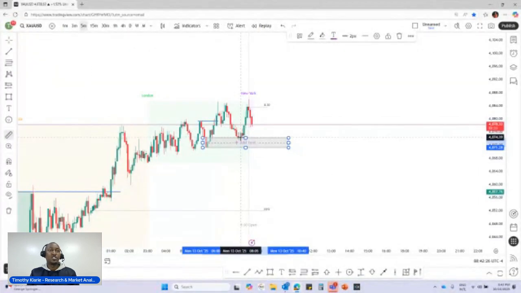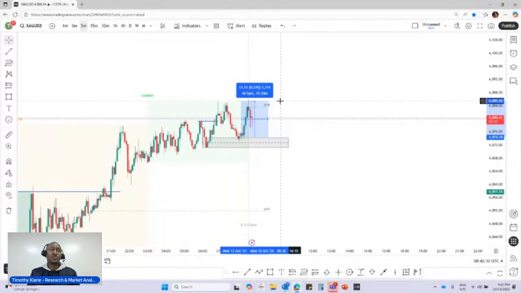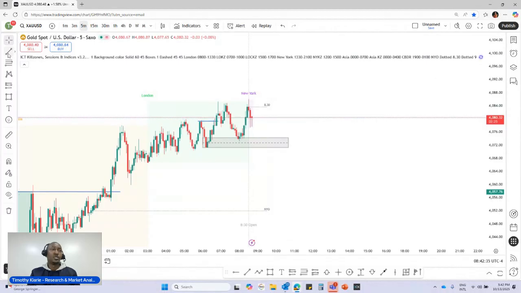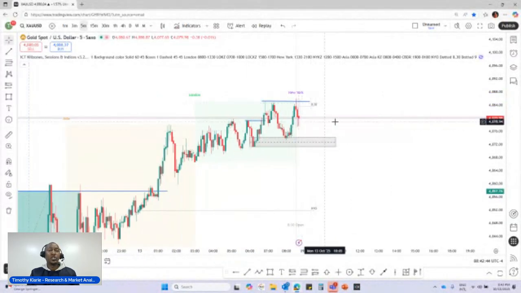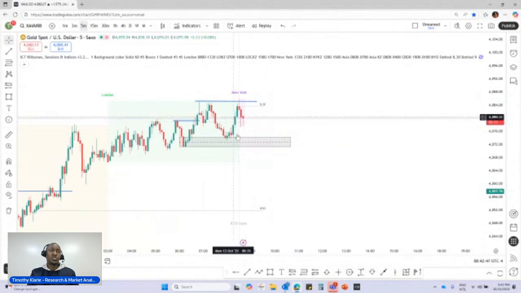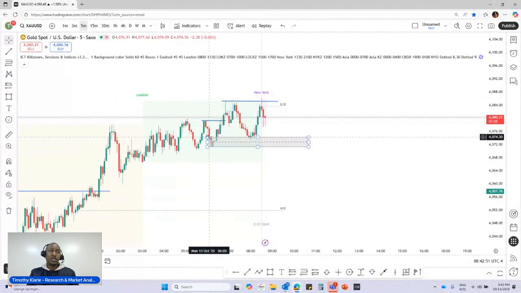So if your entry is here, and you are looking at the price coming to this level, that's about 111 pips, because here we have this liquidity. We have the London liquidity, which has been taken out now during the New York session, because you can see the New York session already kicking in there. So again, a very nice entry setup here.